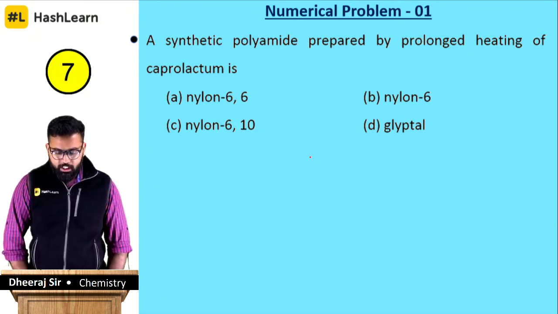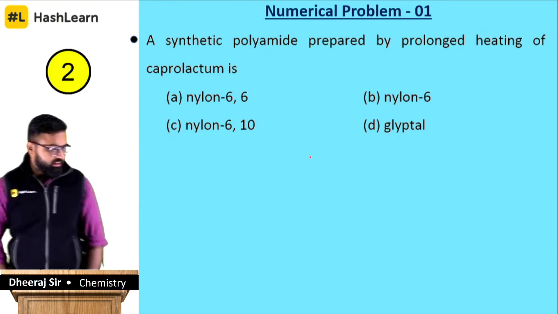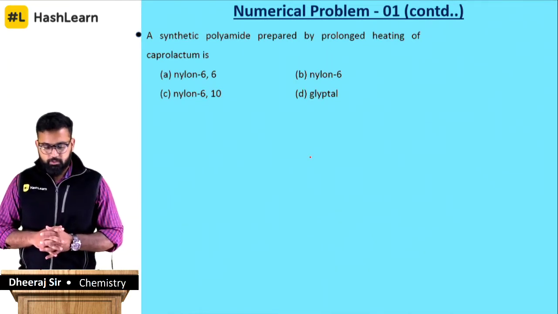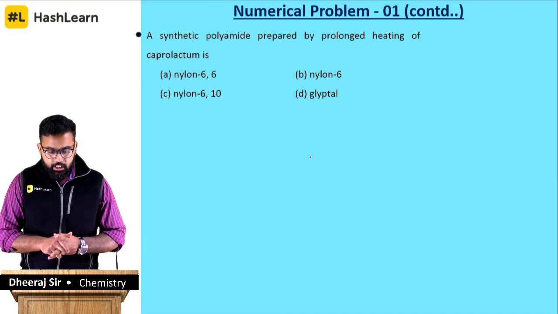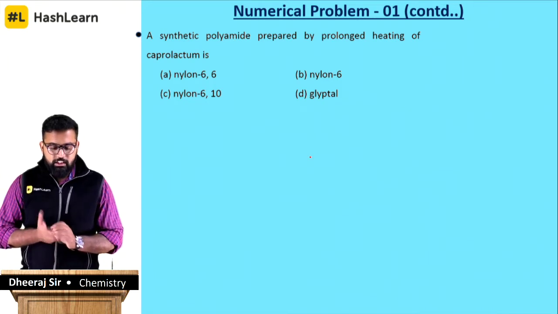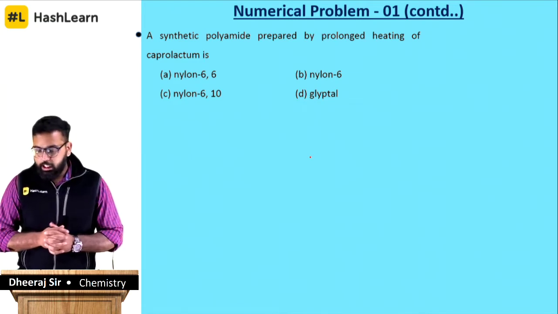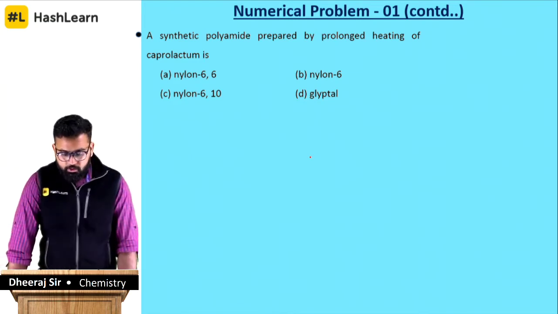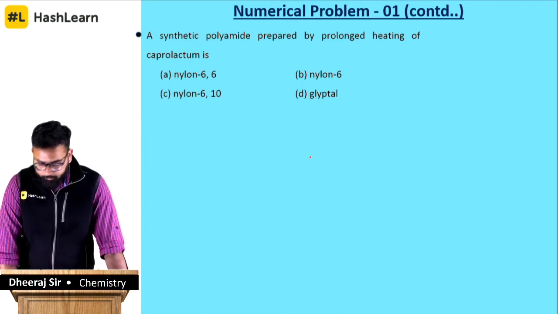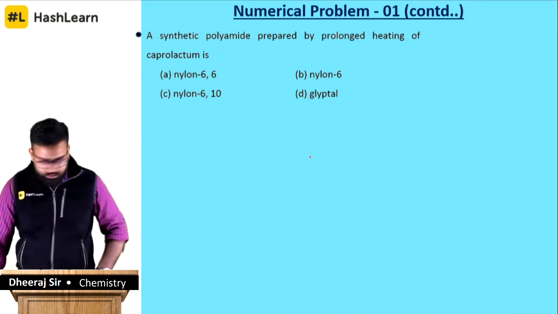Clock ticking. Quickly guys, quickly. Synthetic polyamide prepared by prolonged heating of caprolactam is, what is it going to be? Nylon 6,6, nylon 6, nylon 6,10 or glyptal. All of these are polymers, but which is prepared from caprolactam is the question. So take a couple of more seconds, but make sure you give me the answer. Yogesh says it's A. Shakir, Sanjay, Sakshi, Peru, quickly give me the answer.